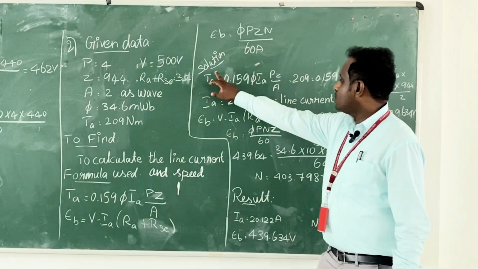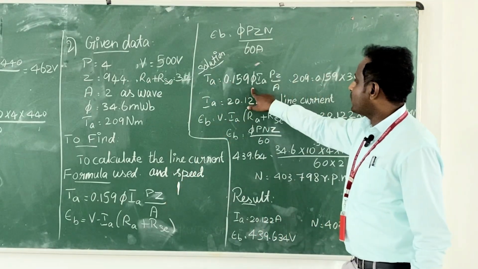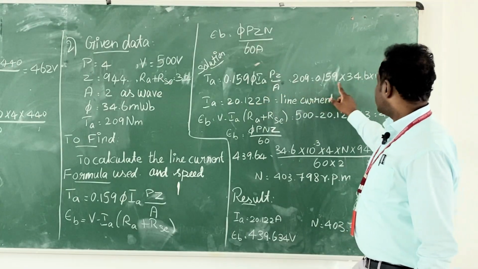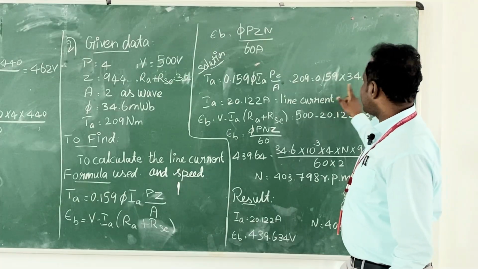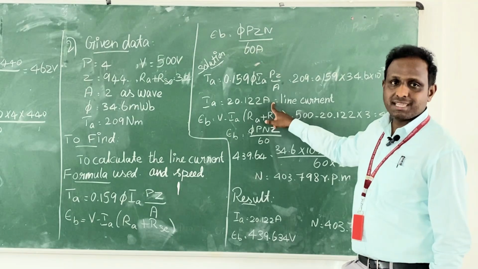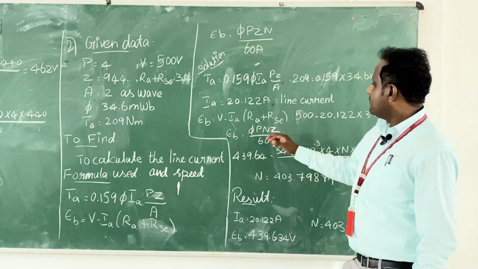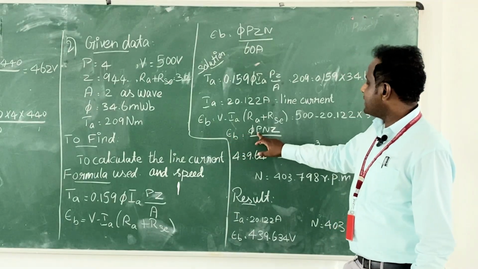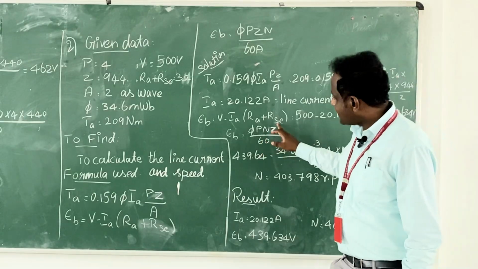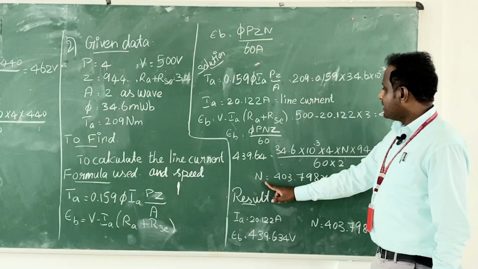In the solution, we are substituting in this formula, Ta = 0.159 Φ Ia P Z divided by A. The final value of the line current we are getting is 20.122 amps. This is the line current of the motor, and for calculating the speed of the motor we are using Eb = ΦZNP divided by 60A. N is the unknown value, so we substitute the other known values and calculate N.